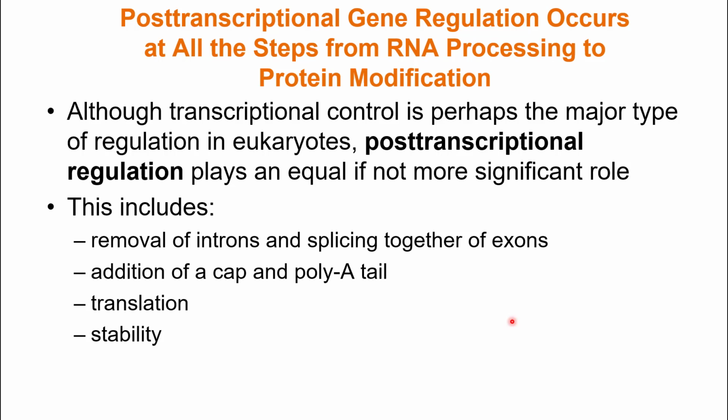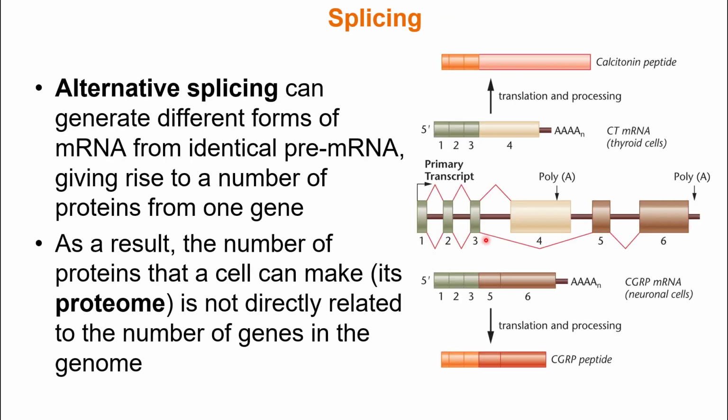and it plays a role in removing our introns, splicing exons together. Remember that 5' methylguanosine cap and the poly A tail. Even translation, the ability to translate is going to dictate how many transcripts we have or how much protein we have. And then the stability of those transcripts, we can alter that.